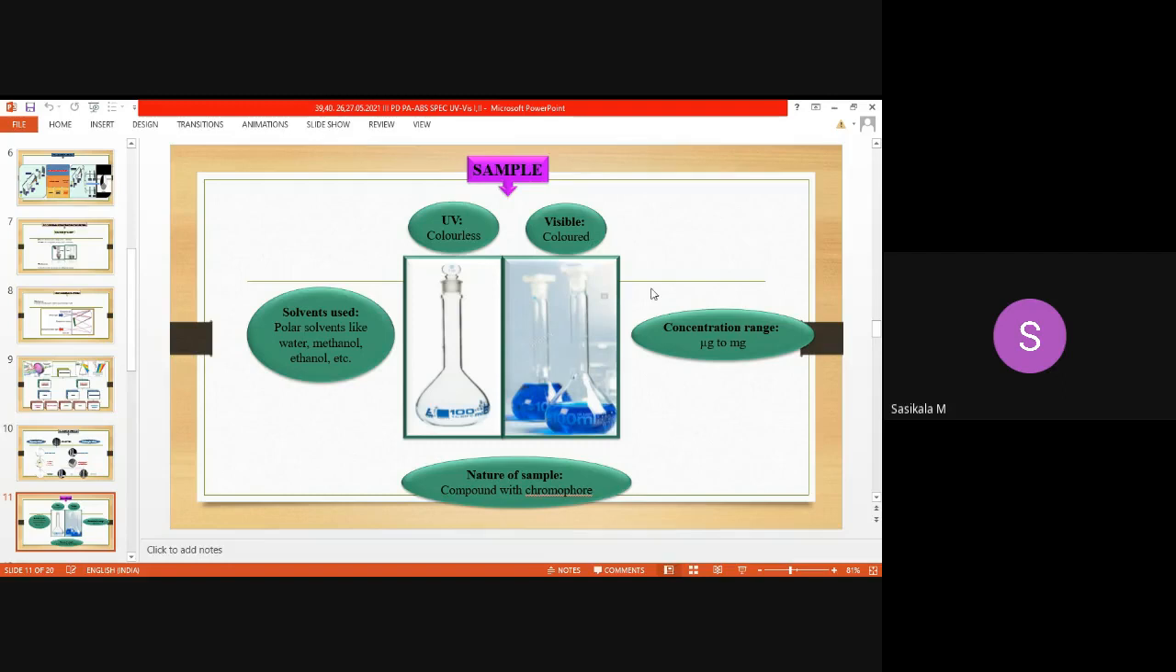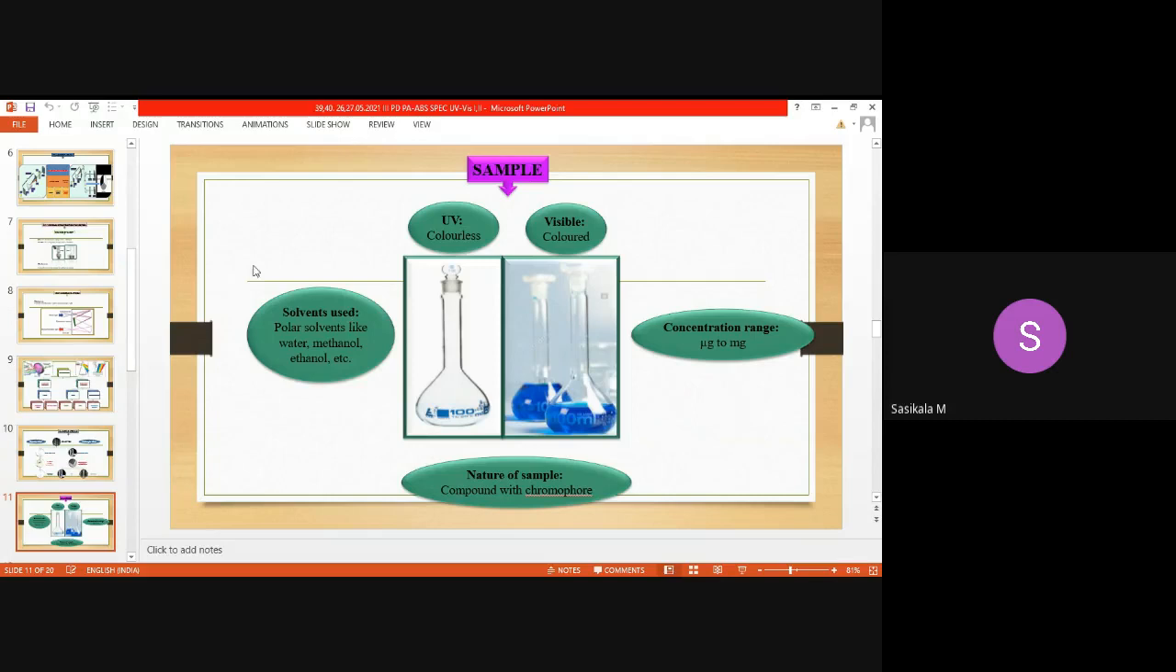What is the concentration range in which the sample can be prepared? From microgram to milligram. We need not prepare a large amount. If you are weighing in grams, it must be diluted to the microgram to milligram concentration range. So what will be the concentration range? Microgram to milligram, that is 10 power minus 6 gram to 10 power minus 3 gram.